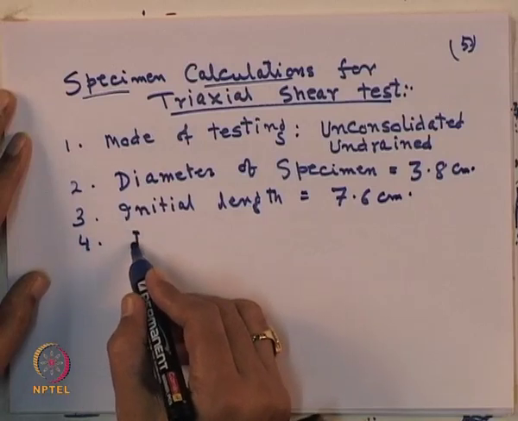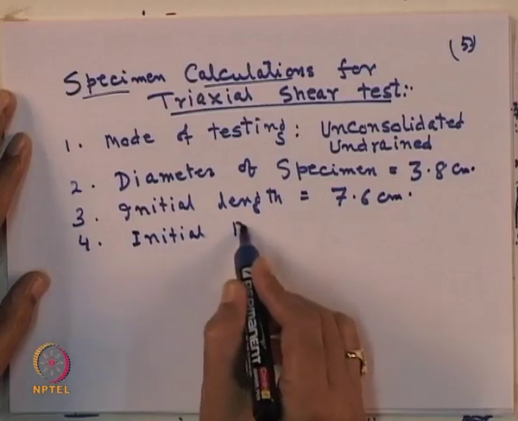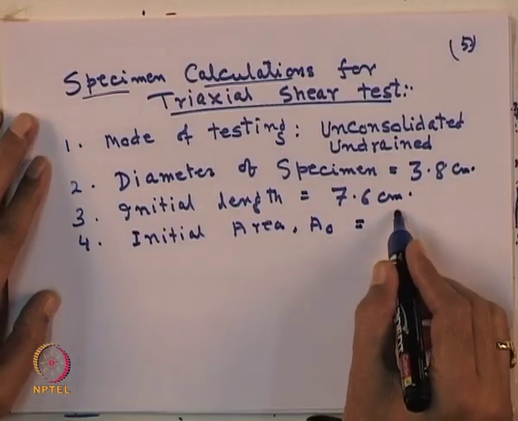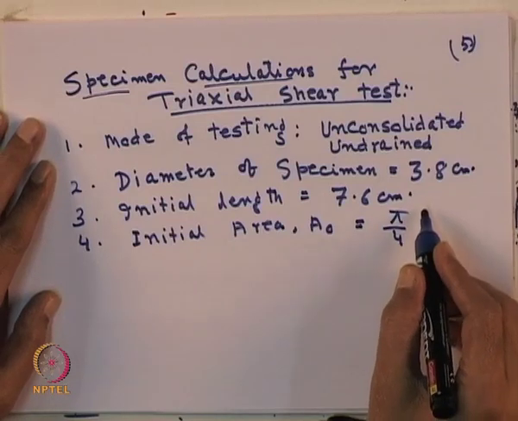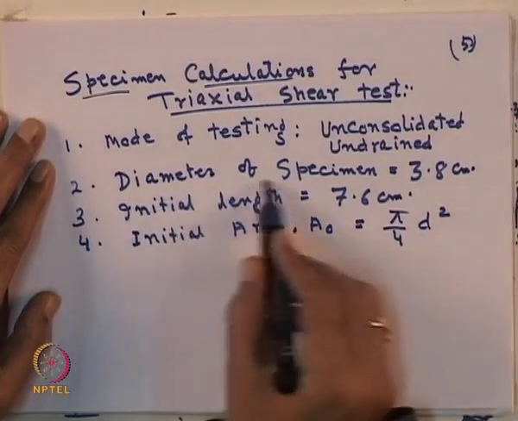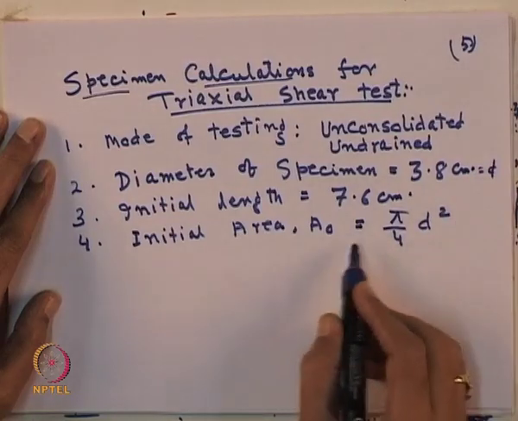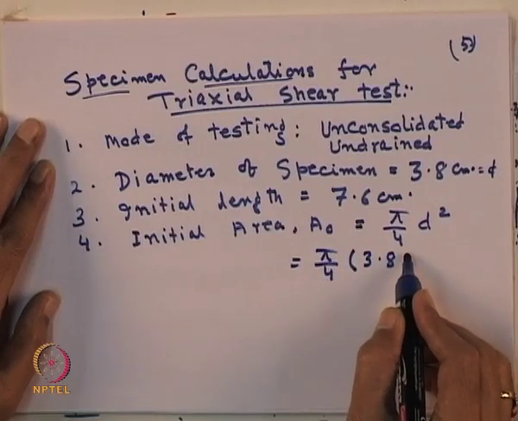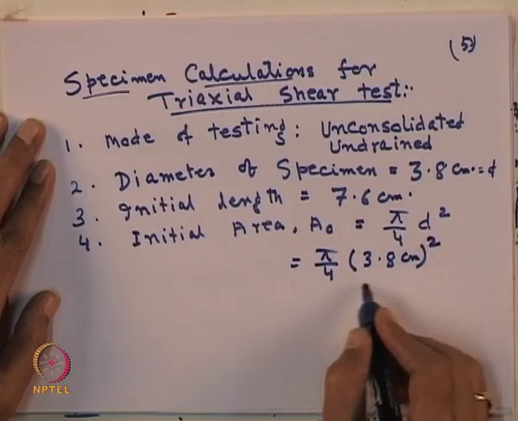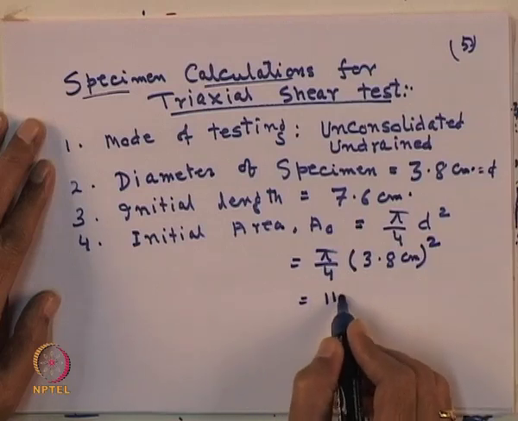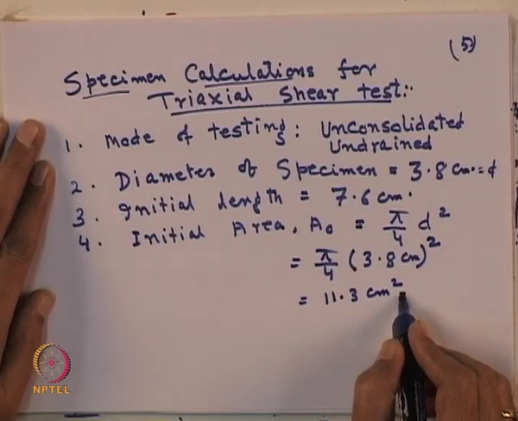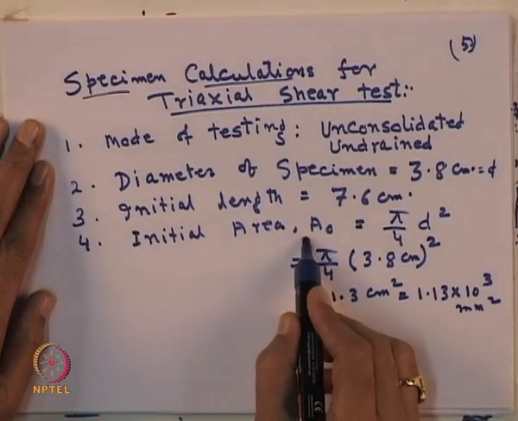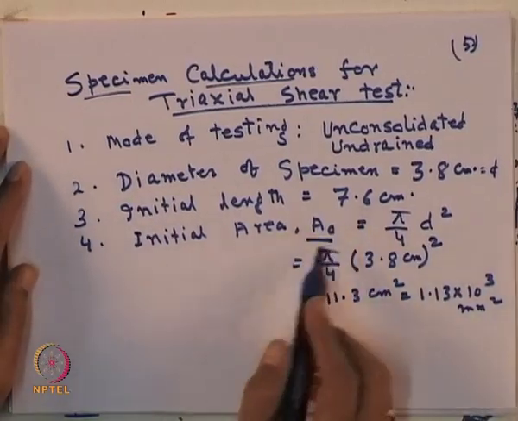Next, the initial area, that is A0, is equal to pi by 4 into d square, if d is the diameter of the specimen. So, you can write pi by 4 into 3.8 centimeter, this squared, and you can have 11.3 centimeter square, or 1.13 into 10 to the power 3 millimeter square. So, you can determine the initial area.